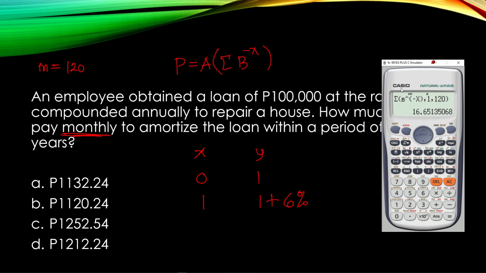So, meron tayong 100,000 na yun yung P natin, 100,000 principal amount natin. So, hanapin natin yung annuity niya. Okay. So, we have 100,000 divided by the answer. Okay. So, ito yung 100,000.